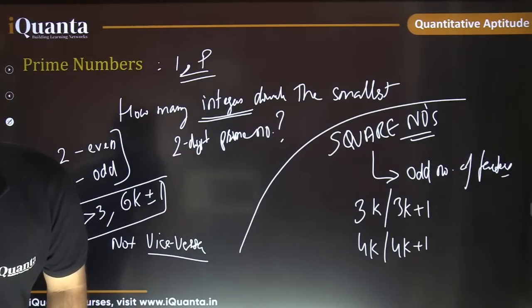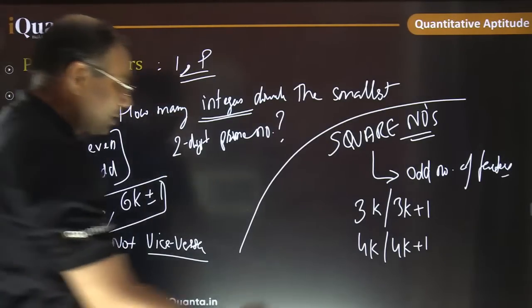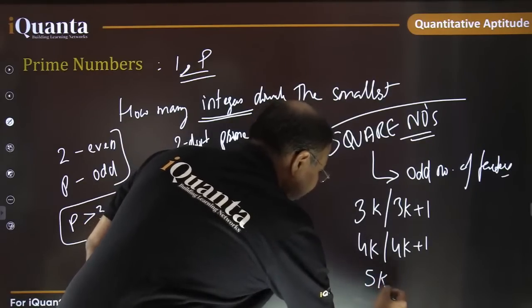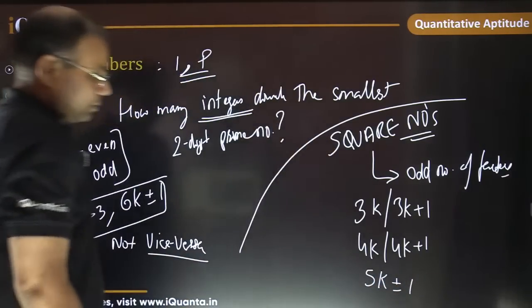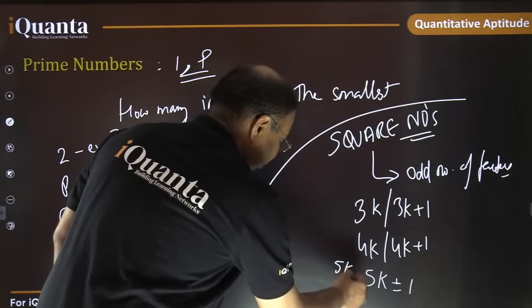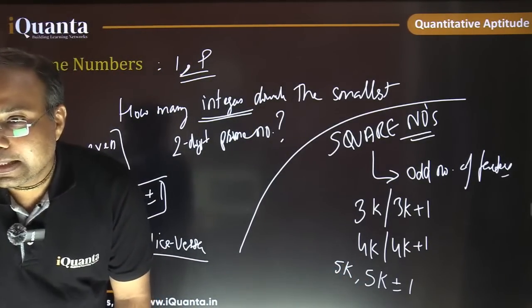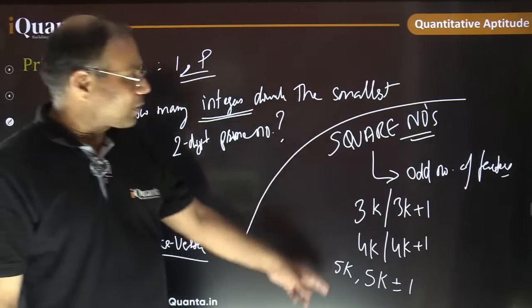Yes, 5k plus minus 1. 1 भी चलेगा, Shashank. Why are you saying except 1? It's 5k plus minus 1. 5k also. ठीक है, so these are some of the important forms of square numbers.